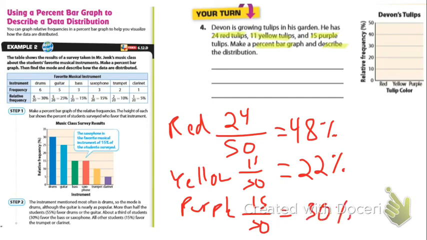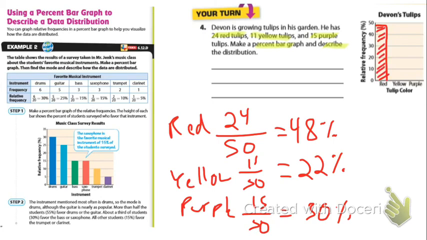So they're asking us to make a percent bar graph. Here we're working with the red. The red was 48%, which would extend kind of all the way up to right there. So that is the distribution of the red.